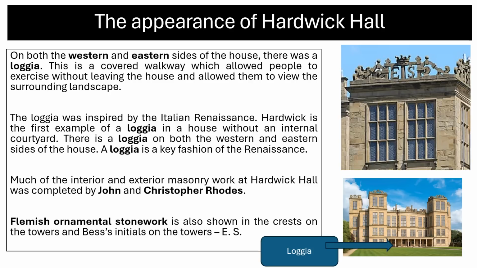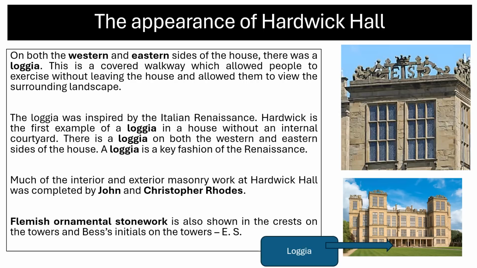Now on both the western and eastern sides of the house there was a loggia. This is a covered walkway which allowed people to exercise without leaving the house and allowing them to view the surrounding landscape. Now the loggia is inspired by the Italian Renaissance. You don't see these in medieval times. Hardwick is the first example of a loggia in a house without an internal courtyard. There is a loggia on both the western and eastern sides, and it's a key fashion of the Renaissance.